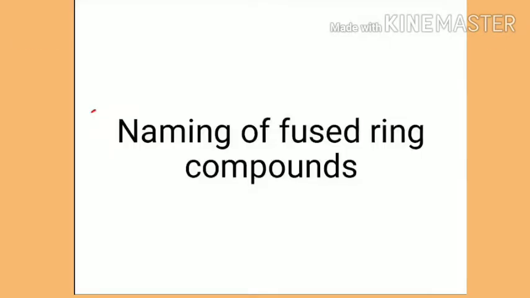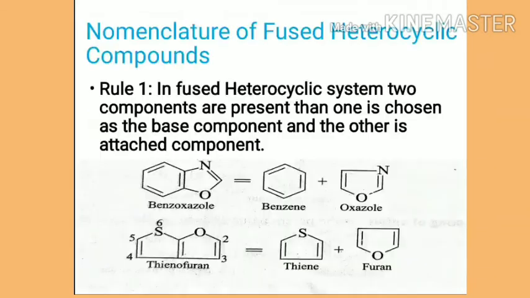Hello everyone. Our today's topic is naming of fused ring compounds. So in this video we will learn about fused heterocyclic compounds nomenclature. In a fused heterocyclic system, two components are present. Then one is chosen as the base component and the other is the attached component.